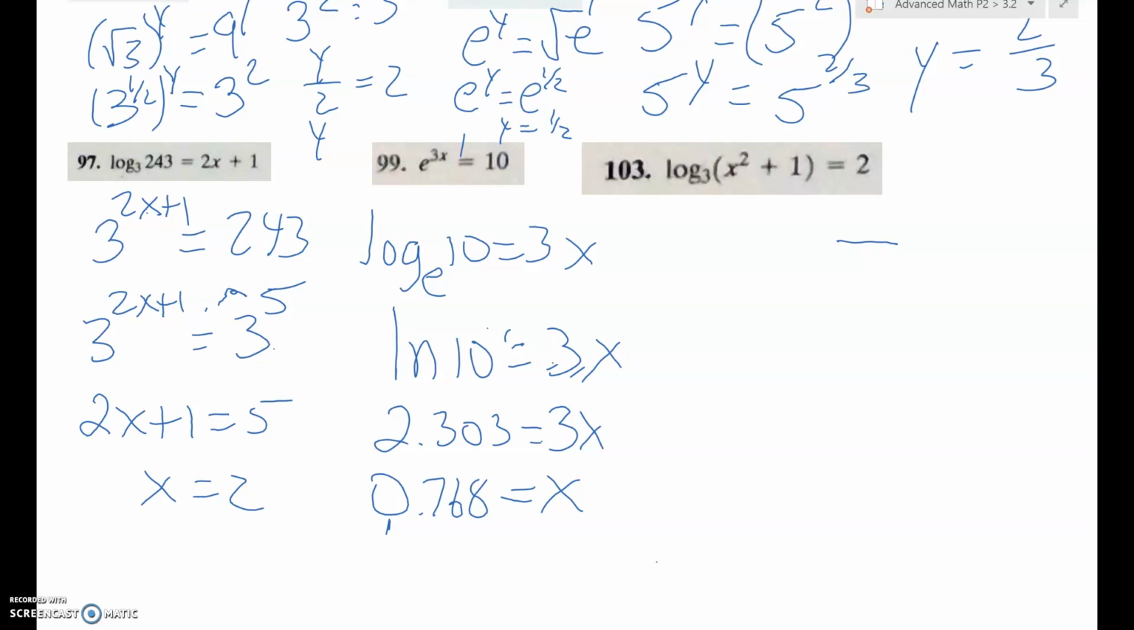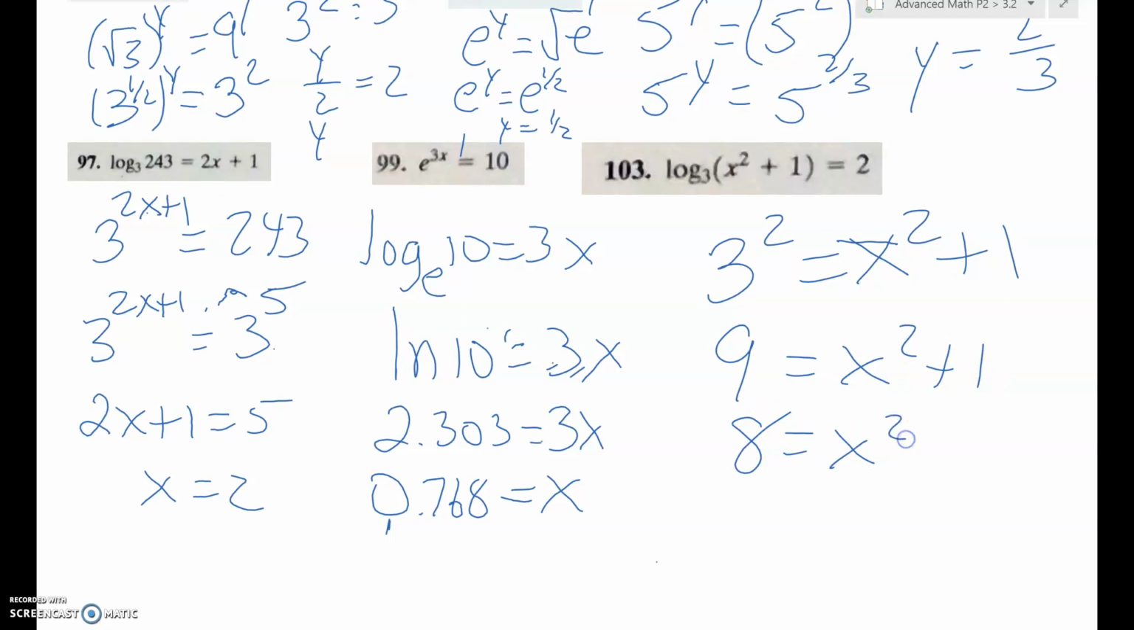So what would we do? Change this to an exponential. All right. So what would that look like? It would look like this. Well, 3 to the second is equal to x squared plus 1. All right. Well, that's 9. X squared plus 1. Subtract the 1. So we get 8. All right. So then to solve, we take the square root of 8 is x.